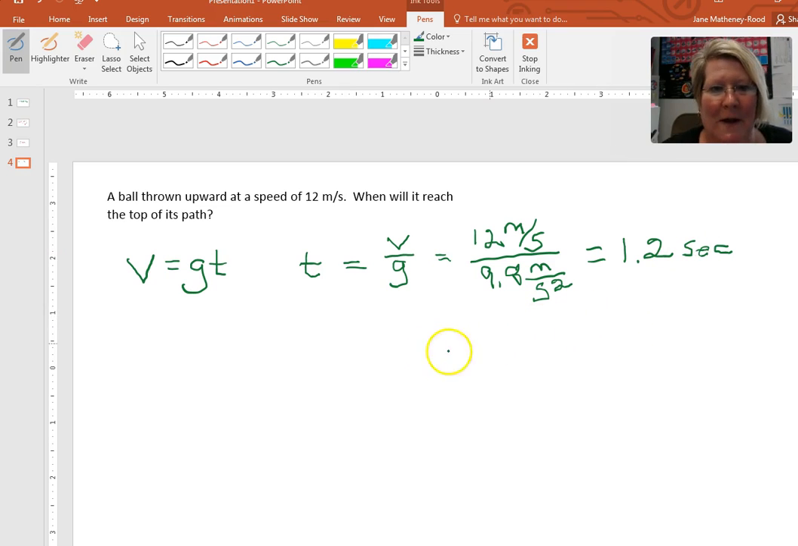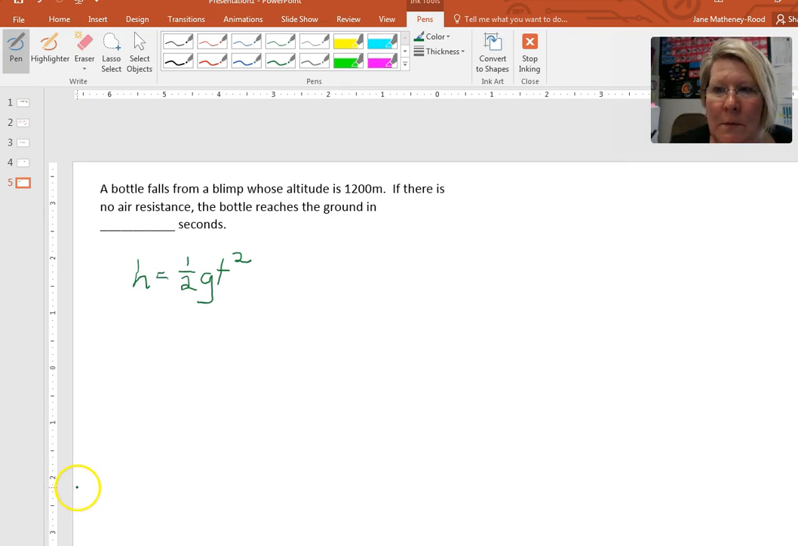Oh, it stayed. Okay, so that was a fairly straightforward problem there. We need to use a slightly different equation when we're dealing with gravity, when something is falling through the air or you're throwing it up into the air. Let's do another problem here, where we're dropping an object through the air. A bottle falls from a blimp whose altitude is 1,200 meters. That's the height from which it's being dropped. If there's no air resistance, the bottle reaches the ground in how many seconds?